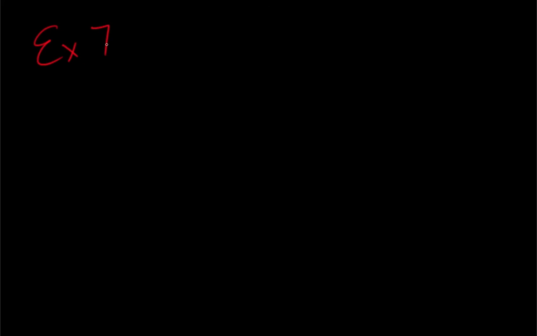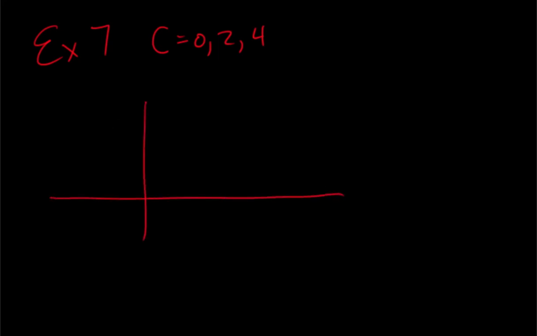The function f of x in figure 7 is not defined at c equals 0, 2, and 4. Investigate the one- and two-sided limits at these points. Okay, so I'm going to do my best to draw this. So we kind of have a thing that goes like this, sort of like that.